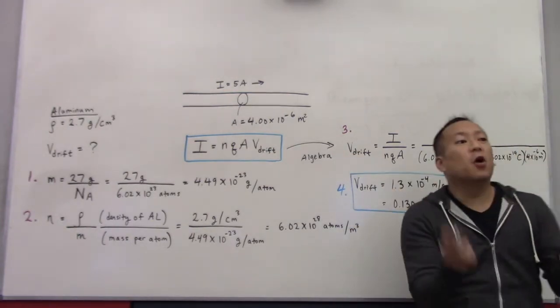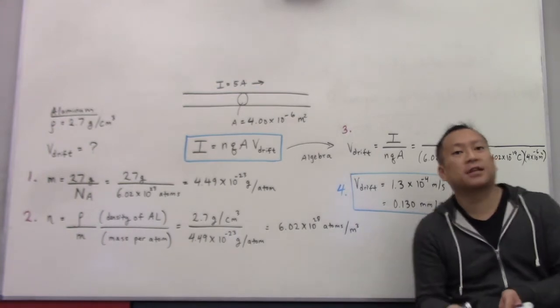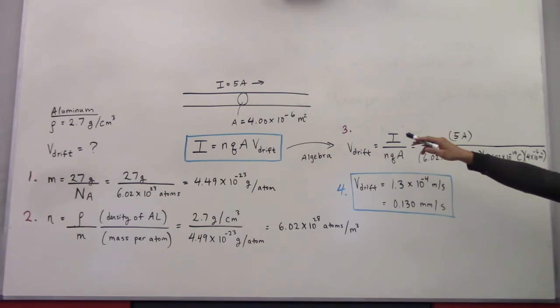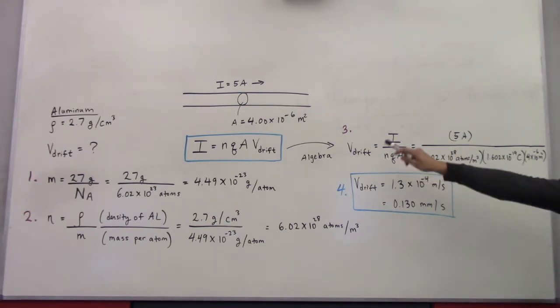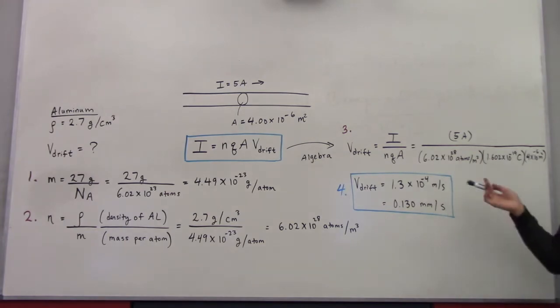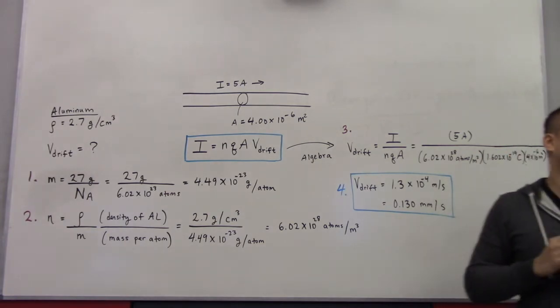And you also already know the charge, right? It's 1.602 times 10 to the negative 19 coulombs. And we were given the cross-sectional area, right? So we just do a little bit of algebra. We find V drift equals the current divided by nQA. And right, you just plug it in. And that's it. That's the first problem.